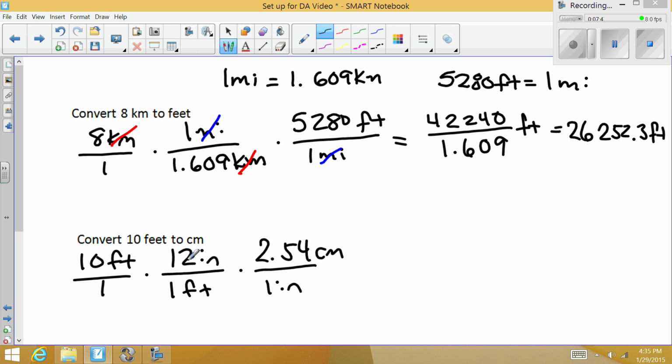Then once we have it set up, that's when we can multiply across the top. Nothing but ones in the bottom. My units cancel out. And I end up with, using my calculator, 304.8 centimeters. Do you get the same result?